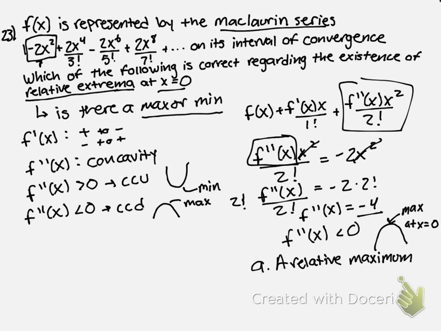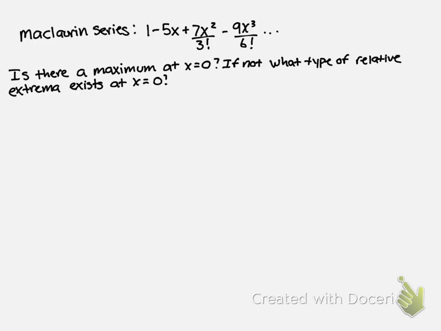Now let's look at a different problem, a practice problem. So we have the Maclaurin series 1 minus 5x plus 7x squared over 3 factorial minus 9x cubed over 6 factorial. So for this one, we're going to ask, is there a maximum at x equals 0? If not, what type of relative extrema exists at x equals 0?